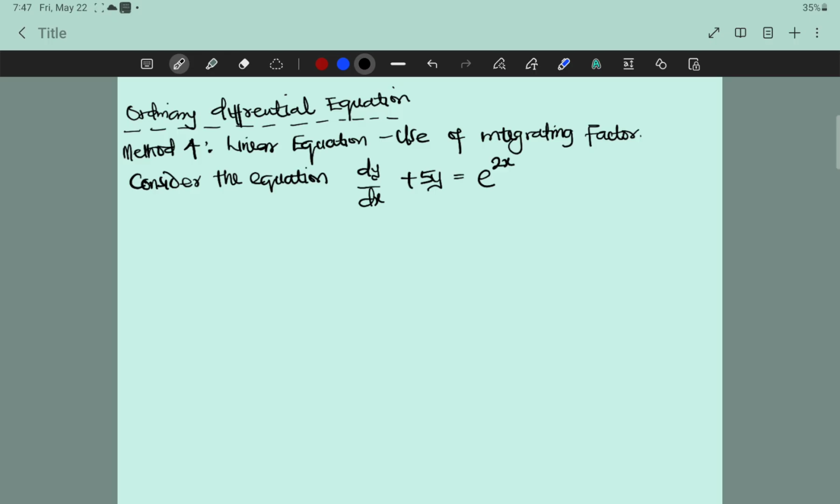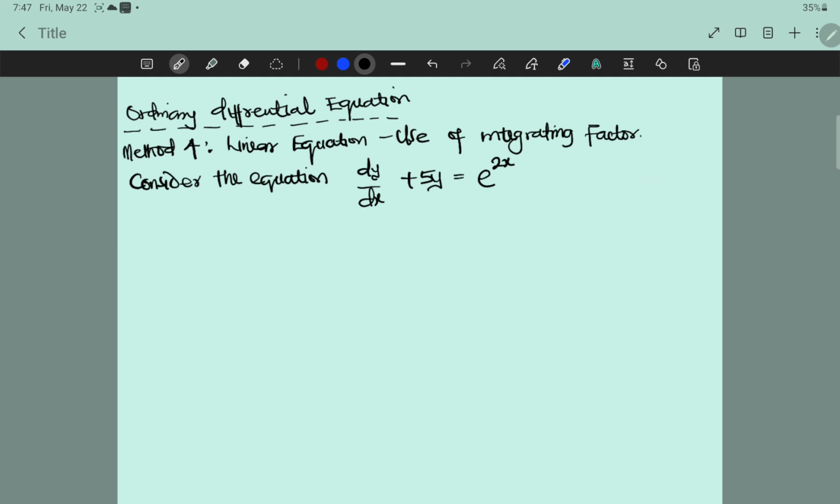Today we will be looking at ordinary differential equations from the perspective of linear equations. We have treated direct integration, separable variables, and homogeneous equations. We are getting to the linear equation.